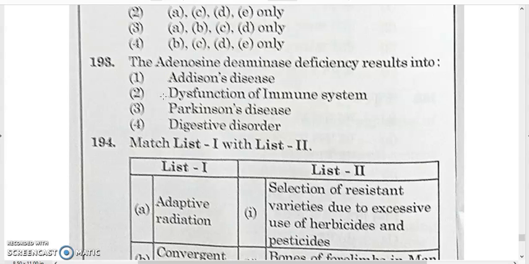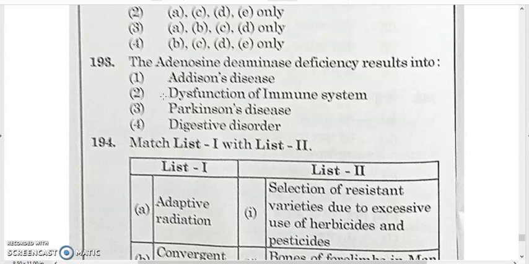First, question 193. The adenosine deaminase deficiency, ADA deficiency, leads to one of the important diseases called SCID, or severe combined immunodeficiency disorder. It is a congenital disorder in which there is a lack of B and T cells due to ADA gene deficiency. ADA deficiency leads to a decrease in the number of B and T cells, which leads to a dysfunction of the immune system.